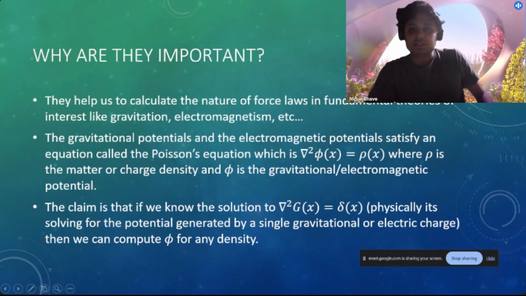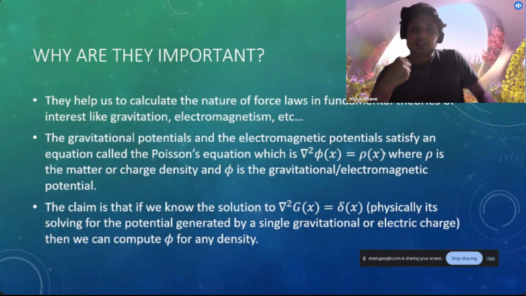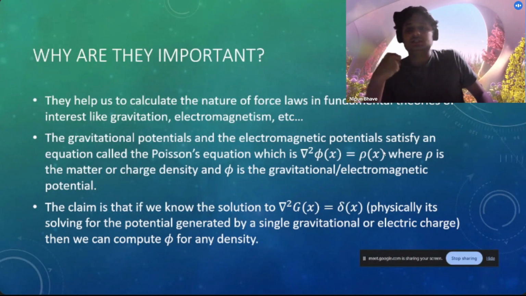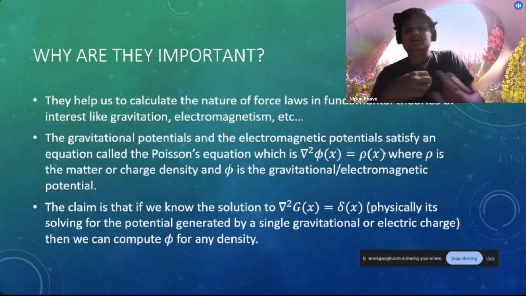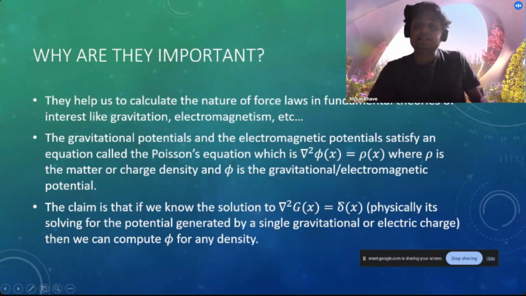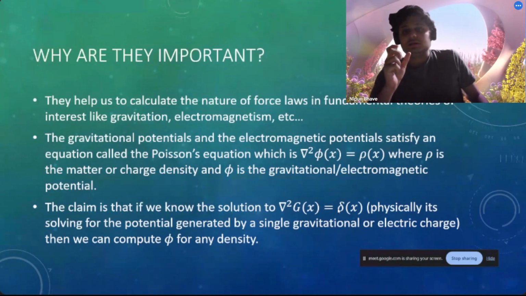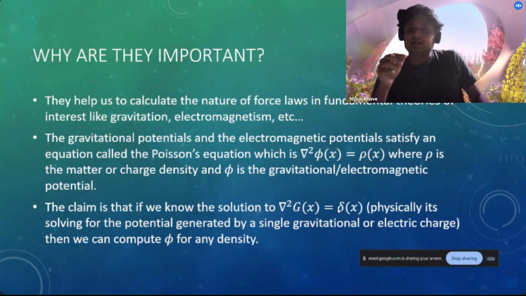So this equation, del square phi equal to rho of x, is a very fundamental equation. It tells you the relationship between the potential generated by a matter or charge distribution in a given space. And further, this is sensitive to the dimension. So the nature of the force law is dimension dependent. It's not the case that if it is 1 over x square in 3D, it will be 1 over x square in 2D or 1D.